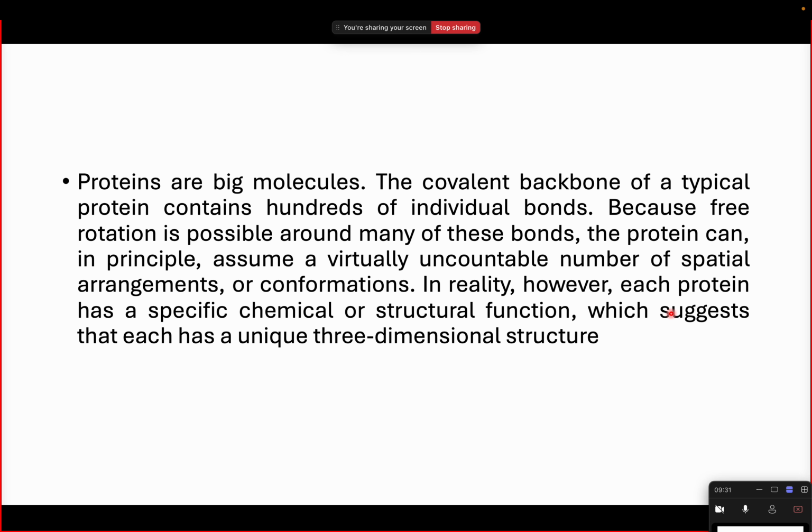Okay, so proteins are big molecules. The covalent backbone of a typical protein contains hundreds of individual bonds. Because free rotation is possible around many of these bonds, the protein can, in principle, assume a virtually uncountable number of spatial arrangements or conformations. In reality, however, each protein has a specific chemical or structural function, which suggests that each has a unique 3-dimensional structure. So this is a very important statement.